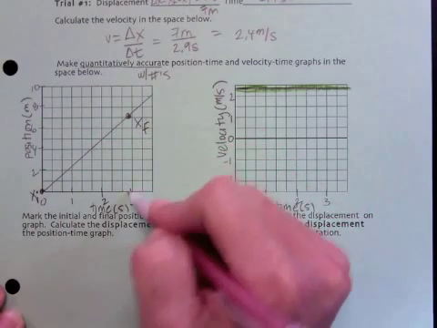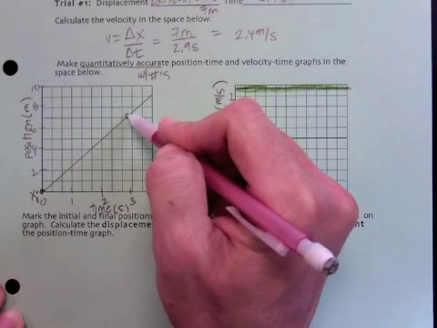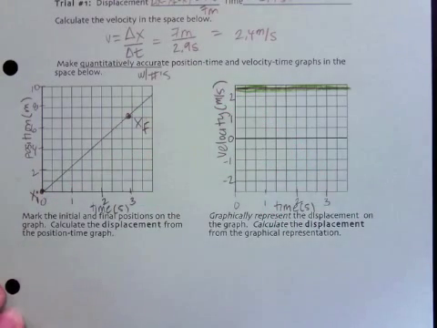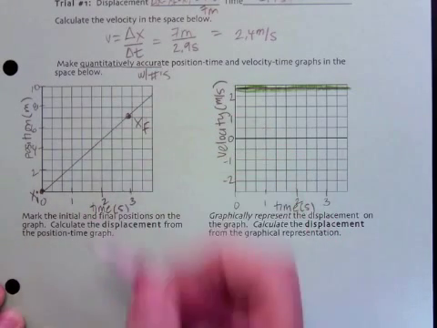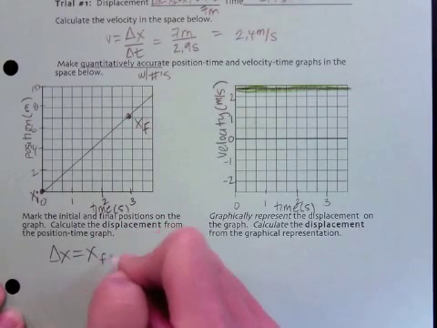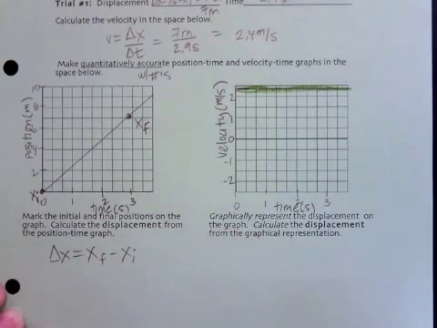So at time 2.9 seconds, he was at 7 meters. At time 0, he was at 0 meters. If I was only given this graph and I didn't know any of the data points that went into this, I could determine his displacement from this graph.